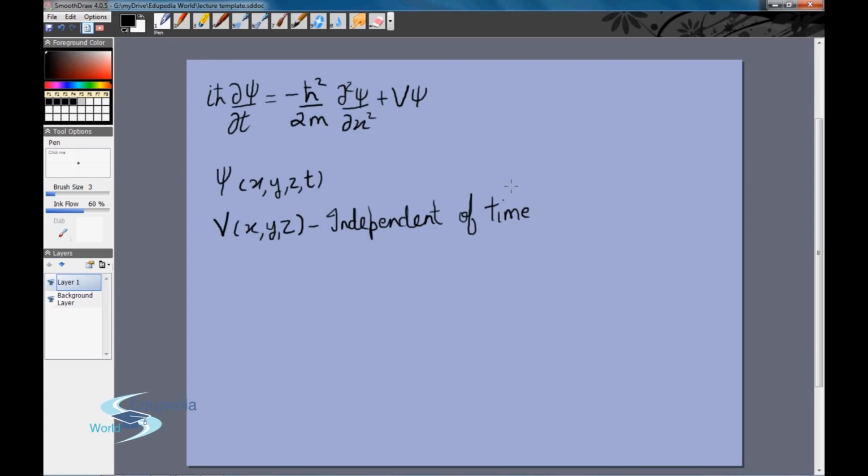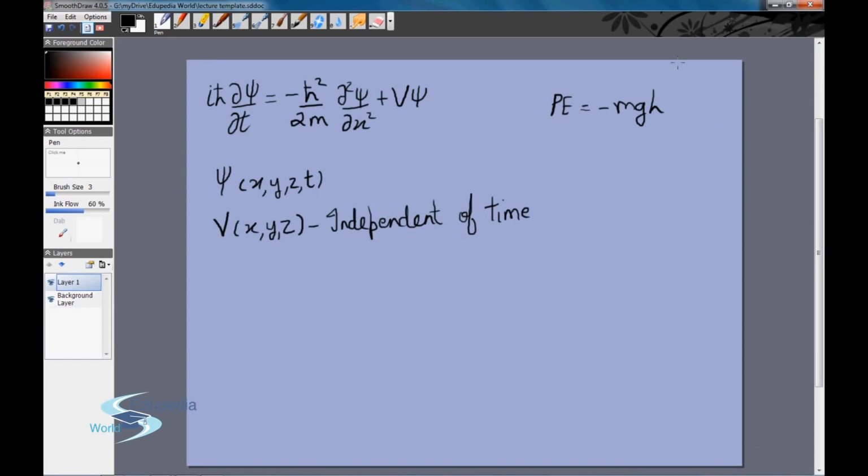Just as an example, if we were to keep a particle in gravitational potential, then the potential energy would be minus mgh. Now as the particle moves, the height h will change, which means the potential energy will change. So the potential energy is dependent on time, but only through h. So this is intrinsically independent.